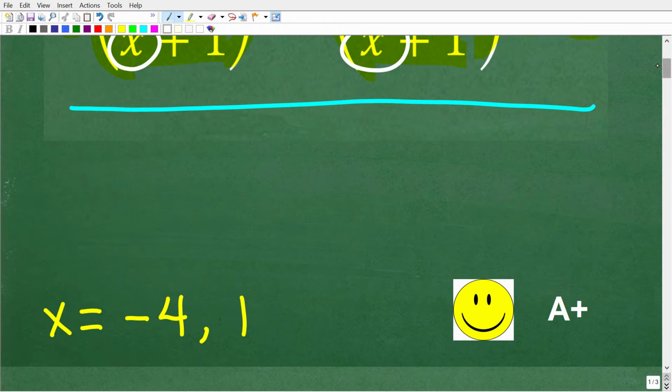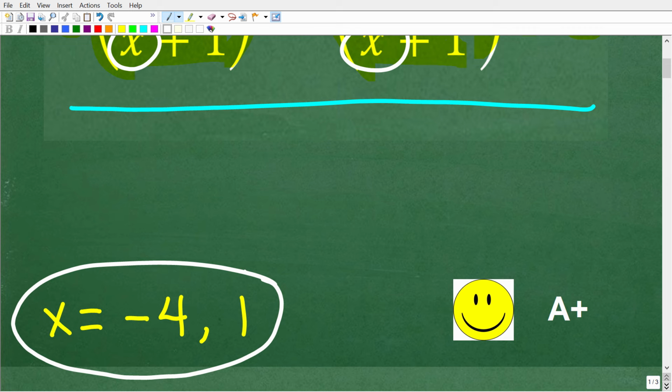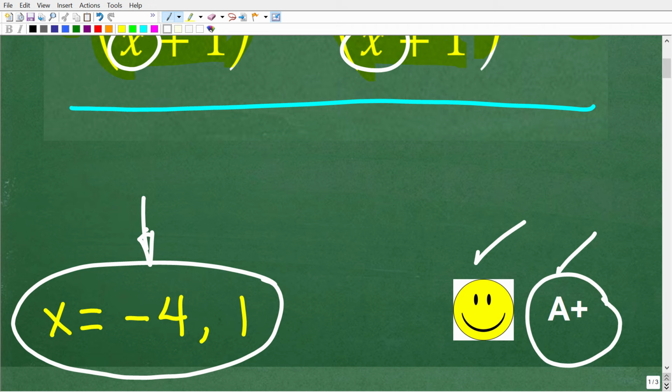The correct answer here is x is equal to -4 and a positive 1. All right, now if you got this right, you definitely get a happy face and an A plus. But I'm actually going to hold off on the A plus because it's possible that you got these answers right here, but you didn't finish the problem. All right, so if you don't know what I'm talking about, I'm going to fully explain this in the video.